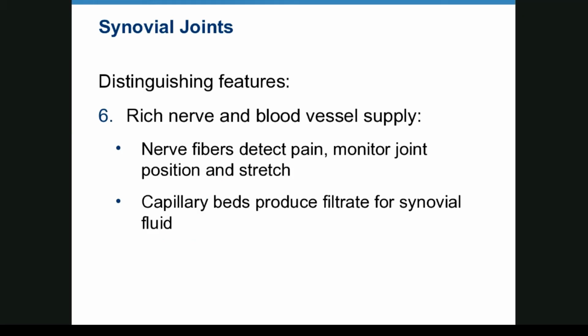Joints have a rich nerve and blood supply. Now, the actual cartilage in the joint does not, but the overall joint does. These nerve fibers detect pain, injury, joint position, and stretch. The position of where you are in space is called proprioception, as you'll learn later on in the neurological material. But joint position lets you know where you are. Also, capillary beds produce a filtrate.